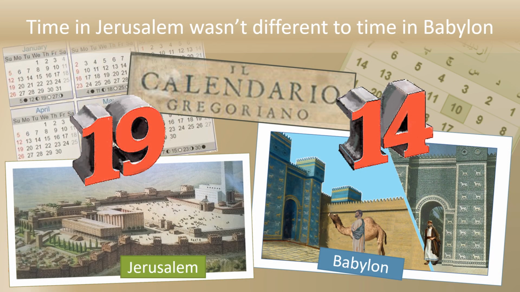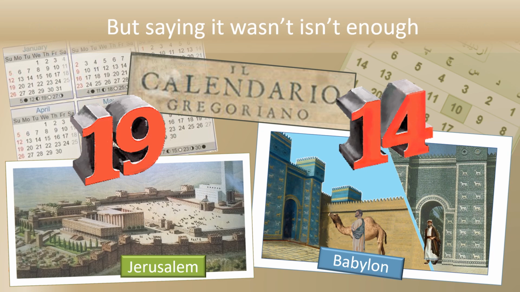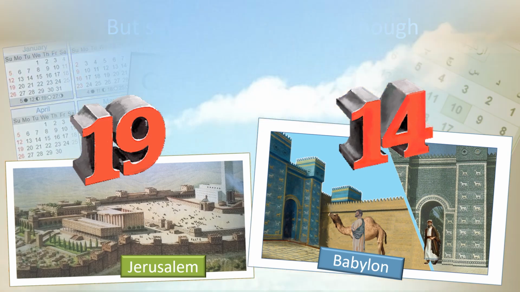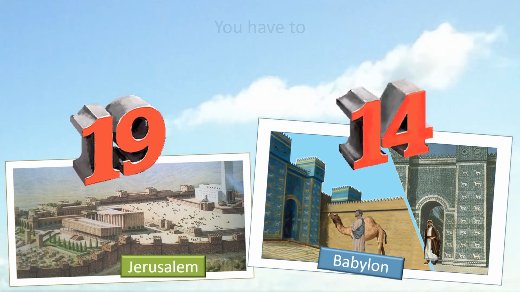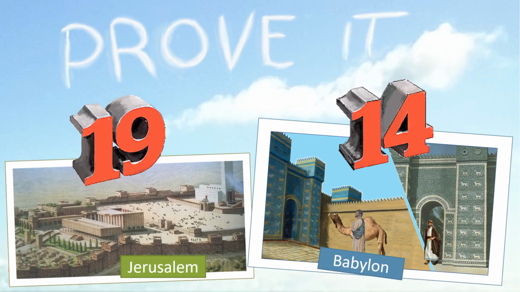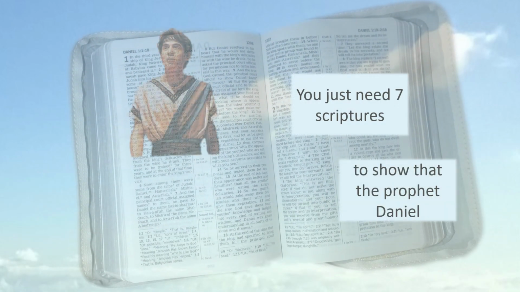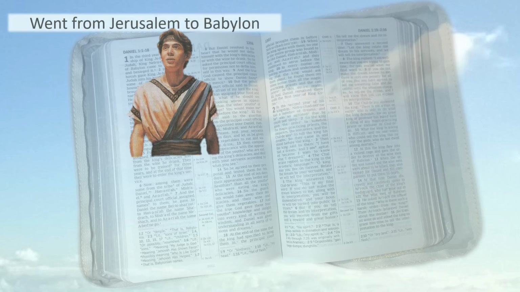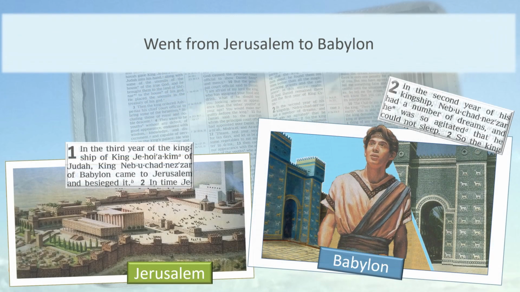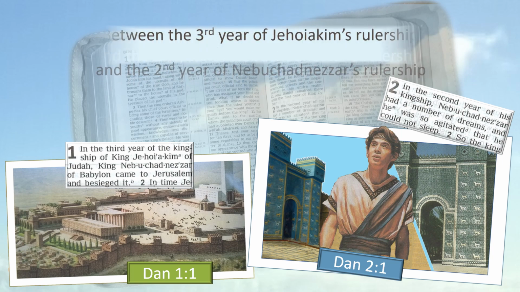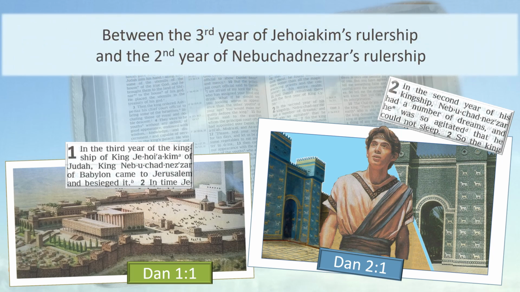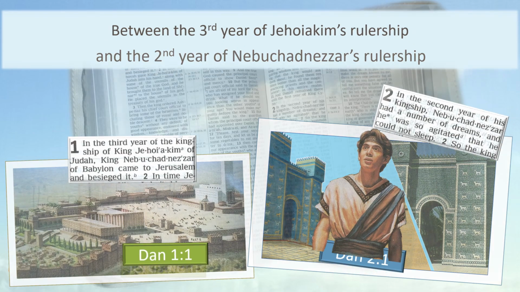Time in Jerusalem wasn't different to time in Babylon, but saying it wasn't isn't enough. You have to prove it. The way to prove it exists within the Bible. You just need 7 scriptures to show that the prophet Daniel went from Jerusalem to Babylon between the 3rd year of Jehoiakim's rulership and the 2nd year of Nebuchadnezzar's rulership or kingship.